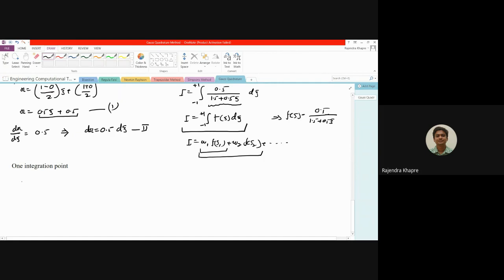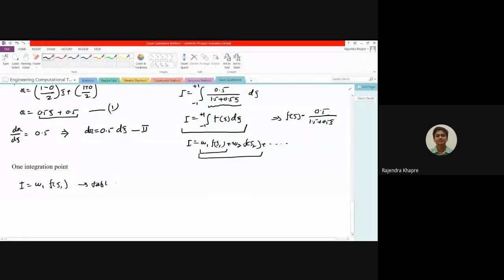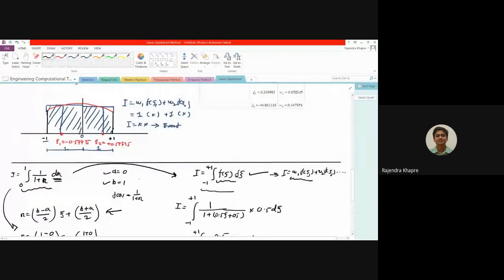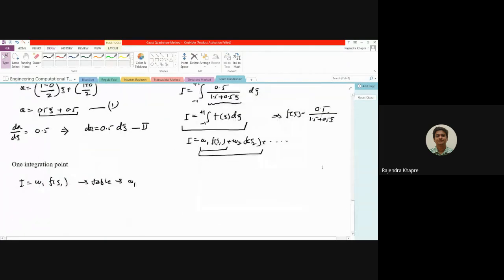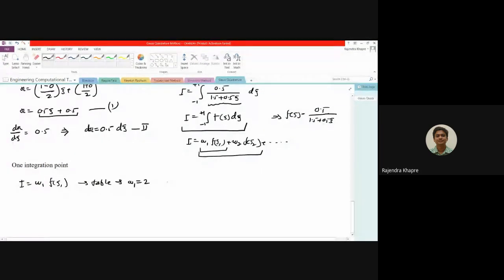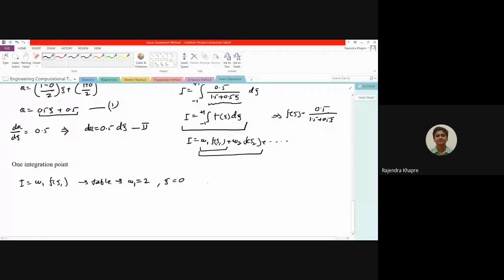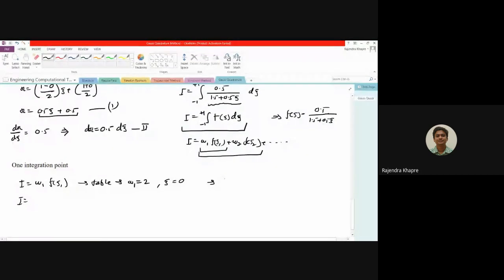If I use only one integration point, I will become w1 f of xi1. So from the table, what is w1? If you refer to the table, I am using only one integration point, which is this one. The xi value is 0 and w1 will be nothing but 2. So from the table, w1 is basically 2 and the xi value is nothing but 0. So what does this mean? I is nothing but w1 into f of xi1, so I need to calculate f of xi1.